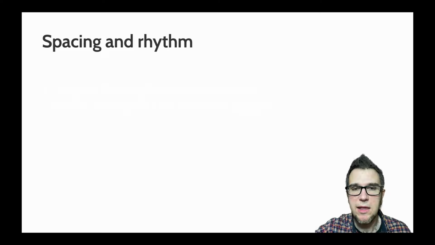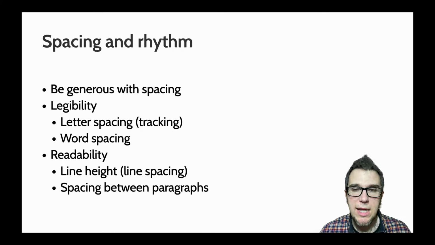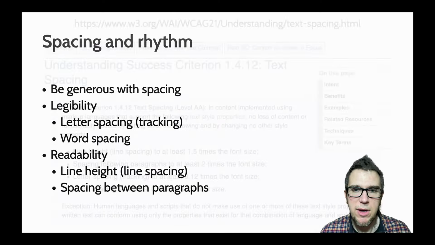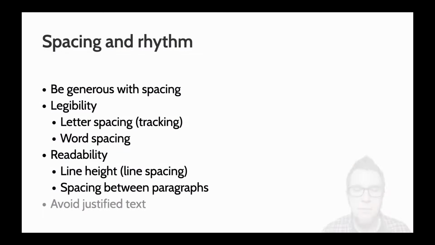Typographic rhythm is mostly about spacing to create text that flows well for legibility and readability. That's letter spacing or tracking, word spacing, and for readability, it's more about the flow and hierarchy of bodies of text. There are recommendations here around these things that we should be aware of. These listed here are from the Web Content Accessibility Guidelines.